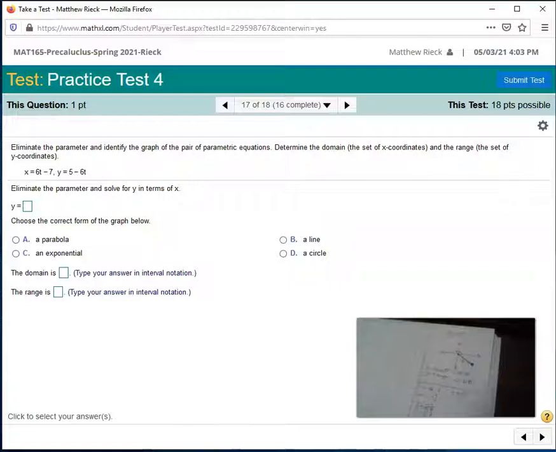Okay, so the next one is solving by eliminating a parameter. So here we have a set of parametric equations, and we want to end up with a linear equation. Here we have y in terms of the variable x. All right. So here we have x equals 6t minus 7, and we have y equals 5 minus 6 times t.